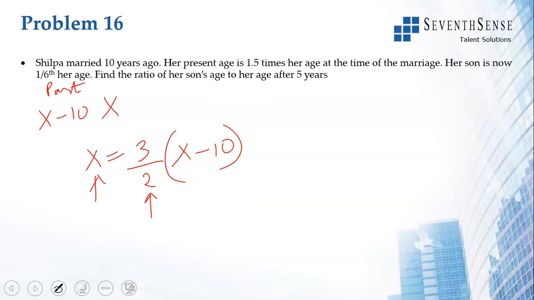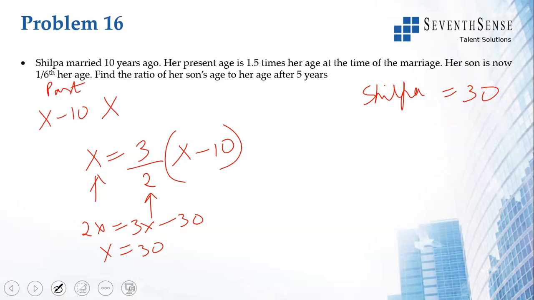So substitute, cross multiply. 2x is equal to 3x minus 30. X is equal to 30. Her son is now 1/6 her age. Current age is 30. Shilpa's current age is 30. So 1/6 into 30. So son is currently 5. So this is son's current age.